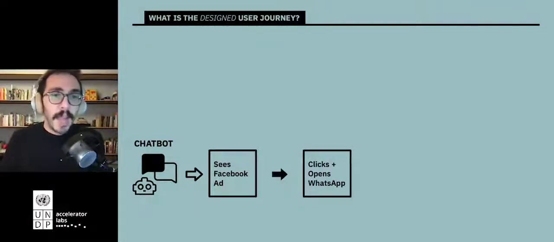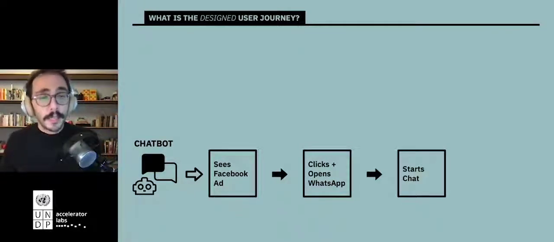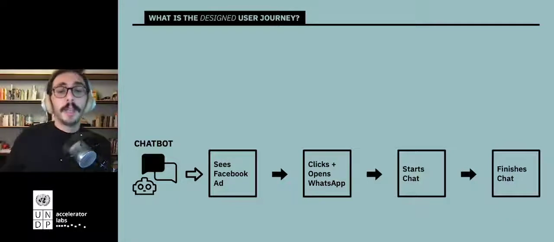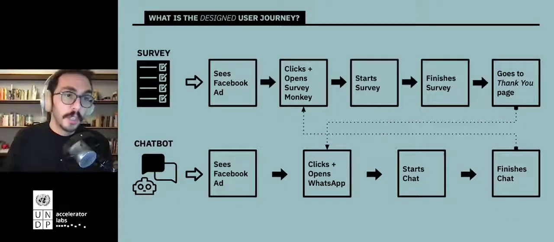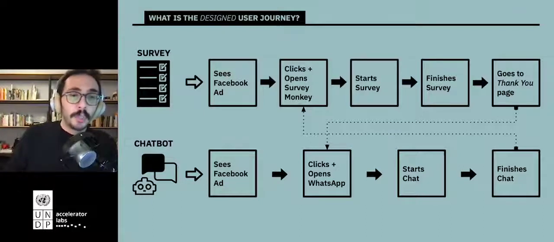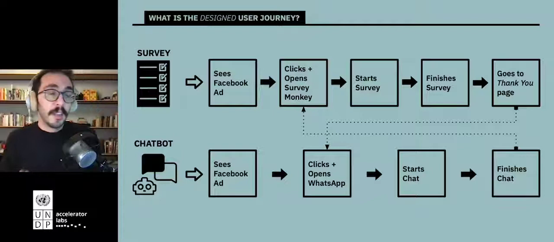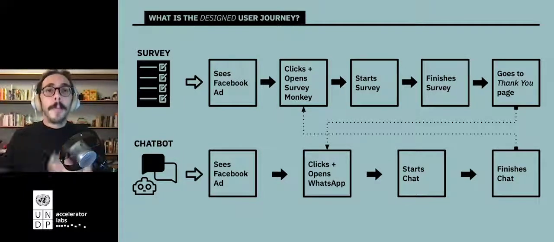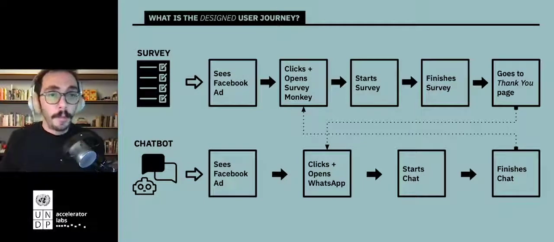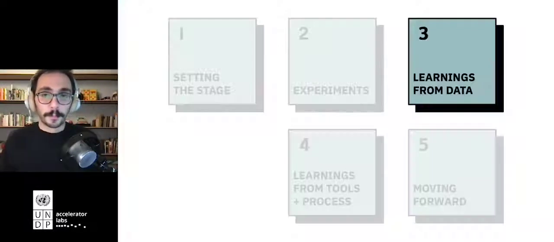or one of the Facebook ads. They click on it and they open the WhatsApp. They start the chat and then they finish the chat. And both of these flows or journeys were kind of linked. So users who finished the survey had the chance to engage with the chatbot, and users who engaged with the chatbot and finished also had the chance to go in and fill out the survey. And we were trying to maximize the traffic here from both of these flows.